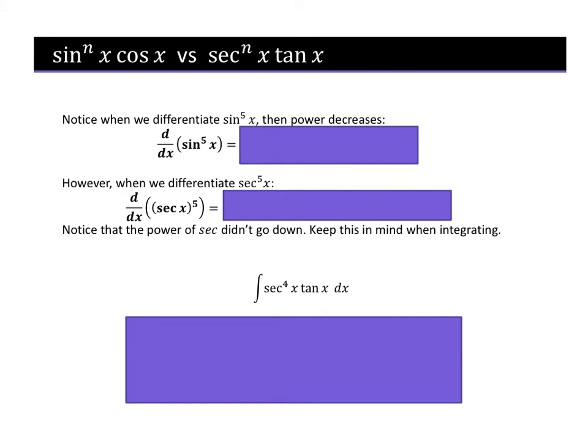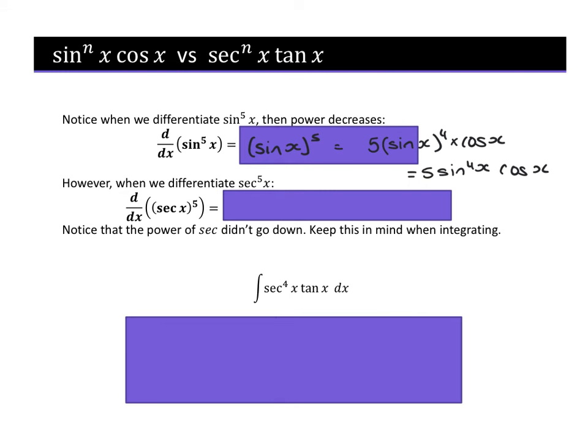So notice when we differentiate sine of 5x, we know that this is the differential of sine of x to the power of 5. So we have our bracket, don't we? So bring down the power, 5 sine of x to the power of 4, because we decrease the power by 1, multiplied by the differential of the bracket, which is cos x. So here we have 5 sine to the power of 4x cos of x.